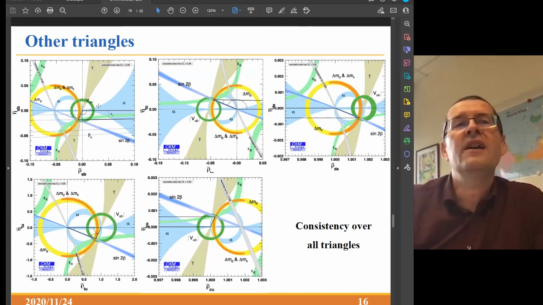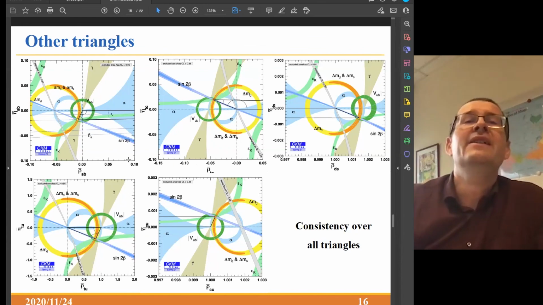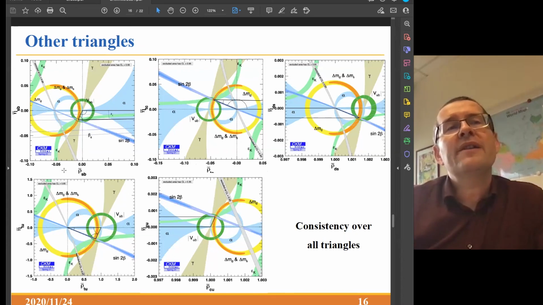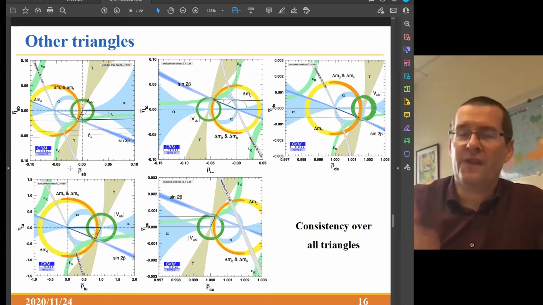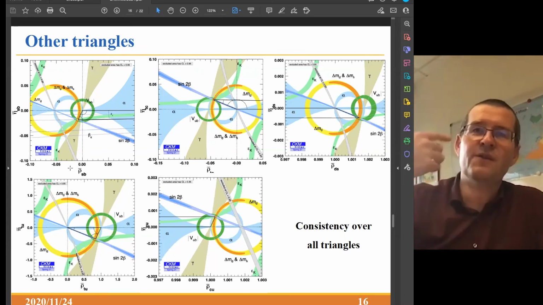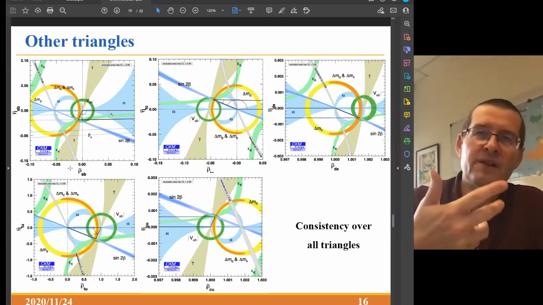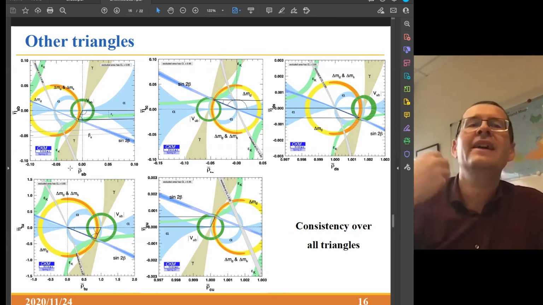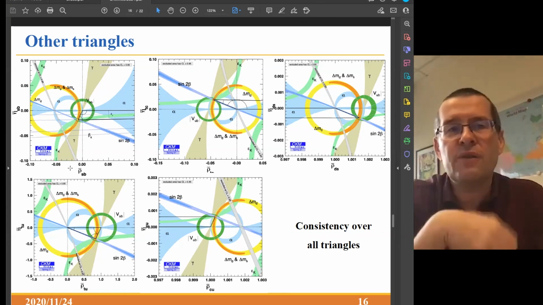For instance, for the BS, you would have the other apex of the triangle be at 0.1. So that would be very far away here because you see it's from 0 to 0.1 for rho bar here. So these are rho bar and eta bar defined for those triangles. They're different from the rho bar and eta bar that we define for the usual unitarity triangles, but you can recast all those constraints in terms of constraints for the parameters describing those other unitarity triangles.